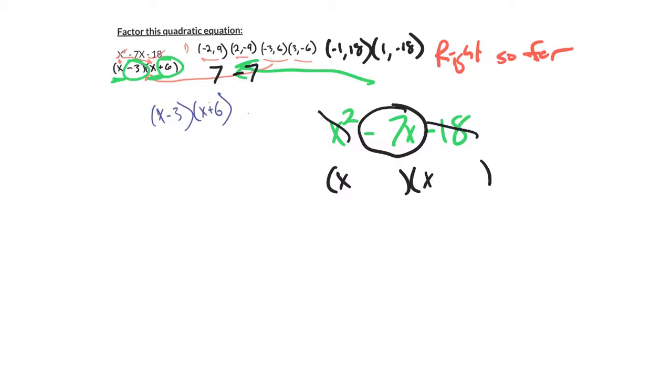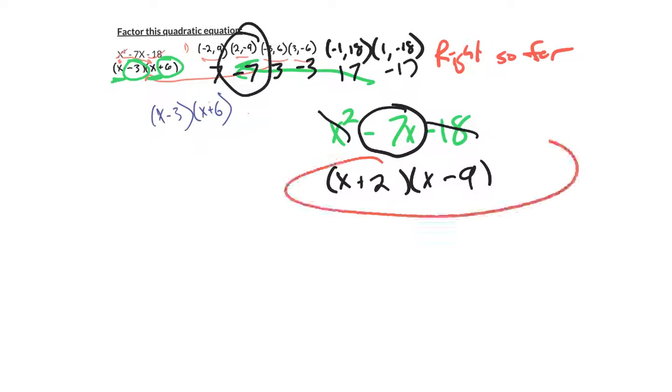Here we add those together, you get 3. Add those together, you get negative 3. Add these together, you get 17, and then negative 17, right? So it has to be this one. So what I'll do is put my answer here. Just like that. That is the correct answer.